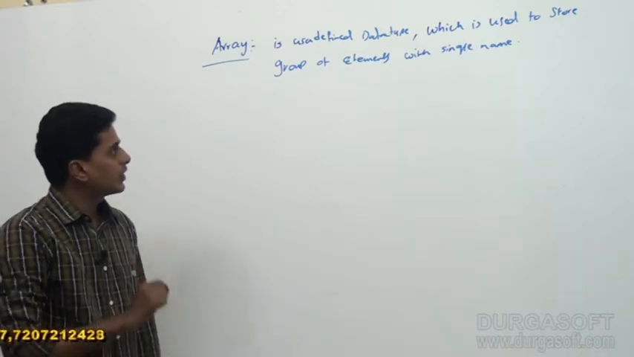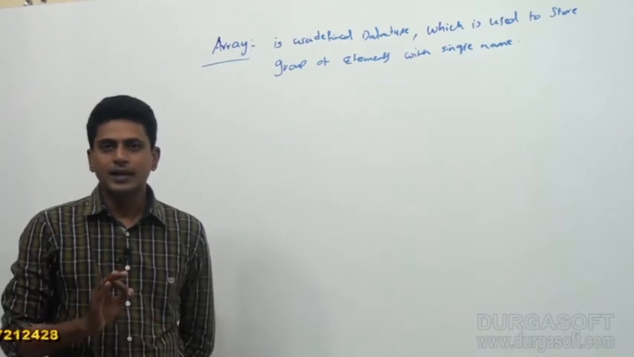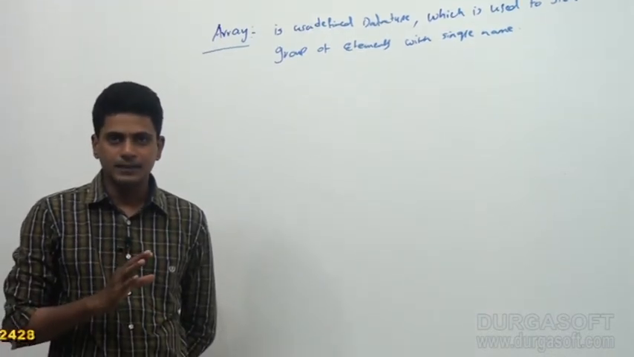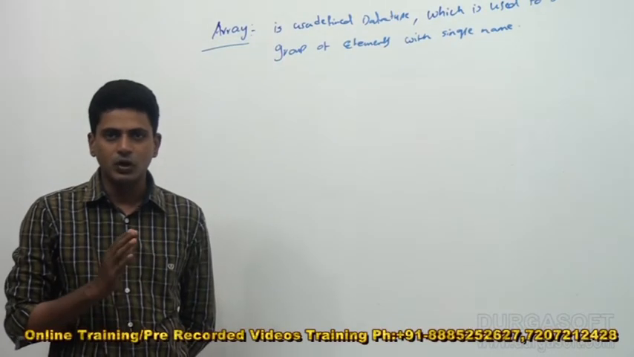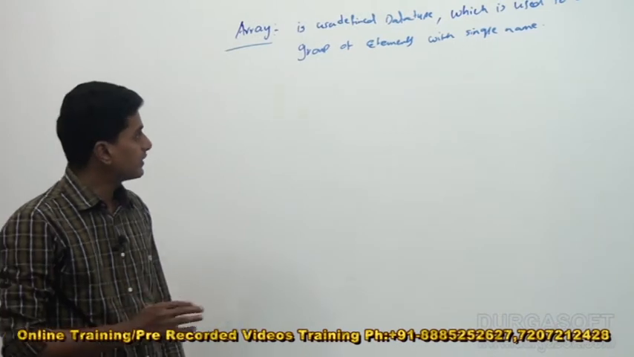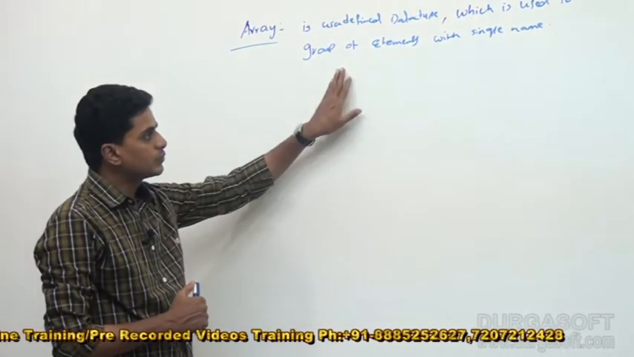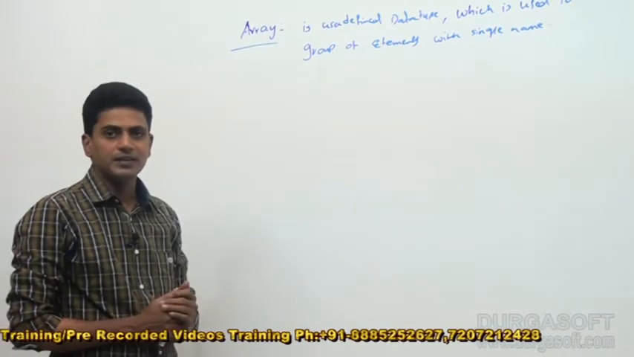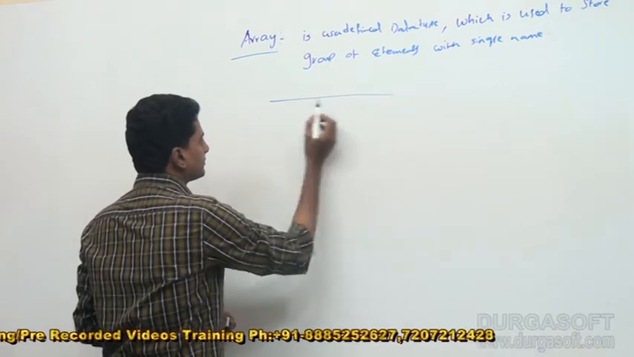So in C#.NET, arrays are a user defined data type. That means the user can define the array data type, that is integer type or string type or double type or any other type. That is why we call an array a user defined data type which is used to store a group of elements with a single name. Okay, right. So let us consider this is an array.